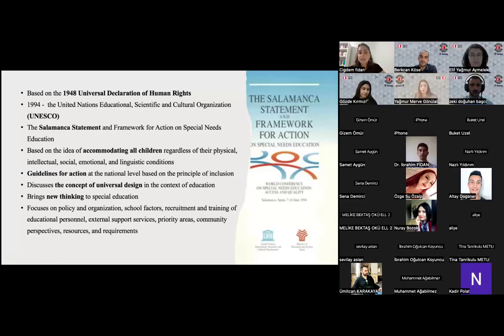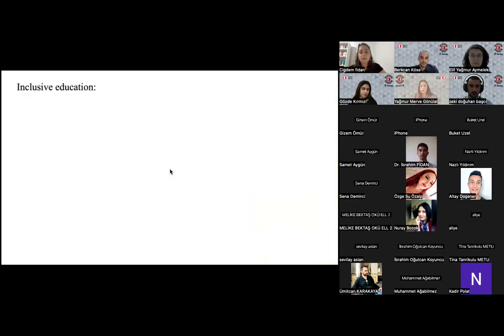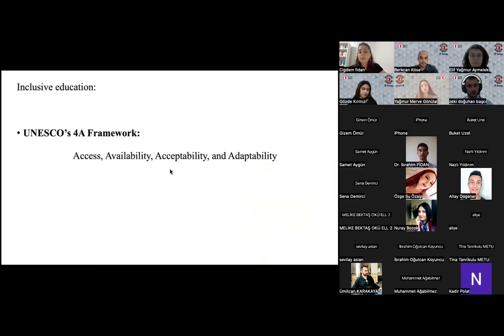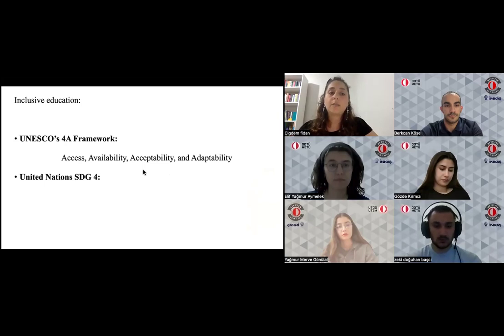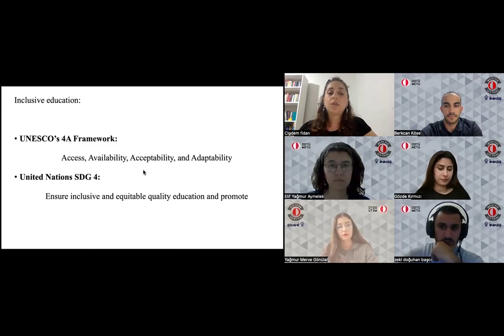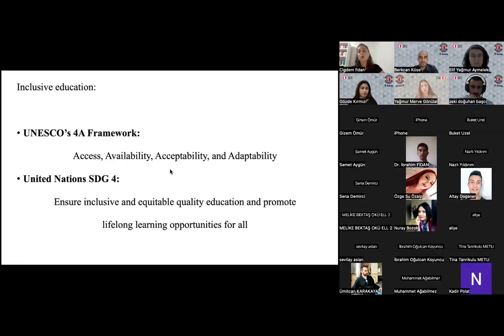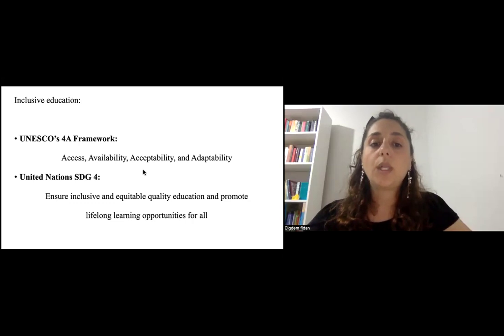So the countries, when they try to apply inclusive education in their education policies or in the field, mostly base their decisions on the Salamanca Statement, which also aligns with UNESCO's 4A framework, that is access, availability, acceptability, and adaptability, providing all this 4A framework in education. And the Salamanca Statement also aligns with United Nations SDG 4, which is to ensure inclusive and equitable quality education and promote lifelong learning opportunities for all students.